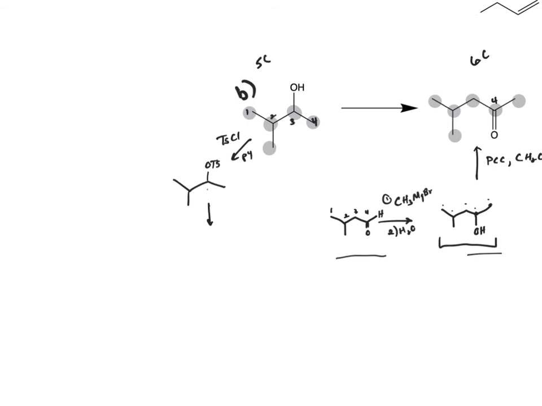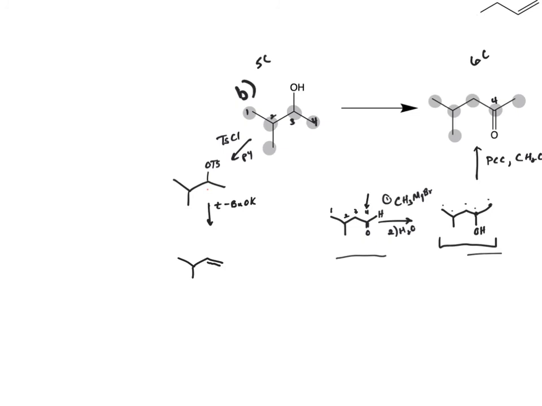And so again, this is not the Zaitsev product, but this is the Hofmann product. And so we have to be very specific about the base that we use here. We need a bulky, sterically hindered base like tert-butoxide, so that we can ensure that we get the Hofmann product, and we can ensure that that double bond is between carbon 3 and carbon 4. So then we can add something and put that new thing at carbon 4. Right, so if we do that, we end up with this guy.